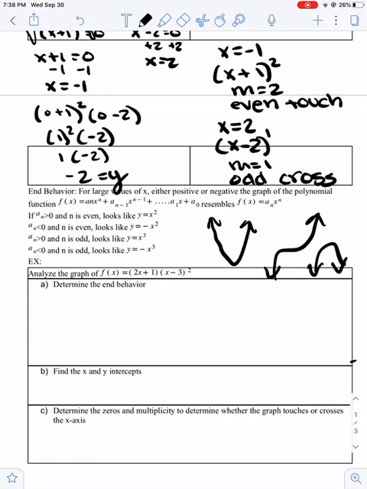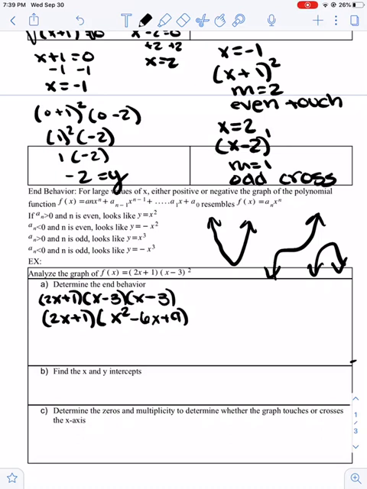So to determine that, you need to know your a value, which is the very first coefficient of your polynomial of the highest degree. So we are going to expand this function first to get that single polynomial. So 2x plus 1 times x minus 3 times x minus 3. I'm going to start by multiplying x minus 3 times x minus 3. I know this is x squared, and then that is minus 6x plus 9.